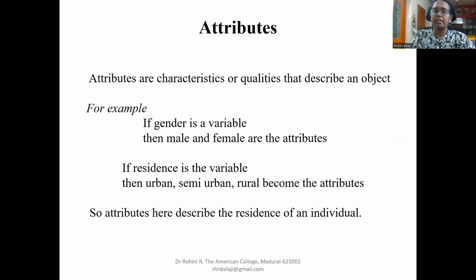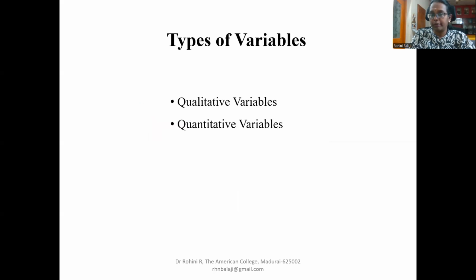If in a research gender is to be measured, then the attributes which explain the variable can be male, female, or any other. In the same way, if we are going to identify the residence, the domicile of the particular respondent, then the attributes are urban, semi-urban, rural. So here it explains the residence of an individual.